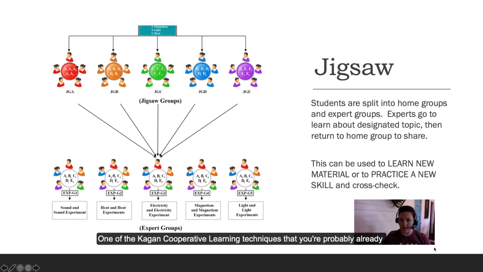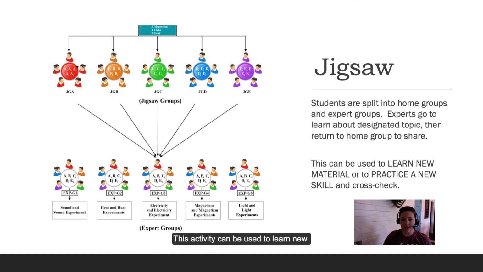One of the Kagan cooperative learning techniques that you're probably already familiar with because we've done it in class is Jigsaw, where we have the home groups and we have the expert groups. The experts then go to learn about a designated topic, and it can be literally any topic in any content area. Then they return home to the group to share. This activity can be used to learn new material, or it can be used to practice a new skill and have students cross-checking those skills.